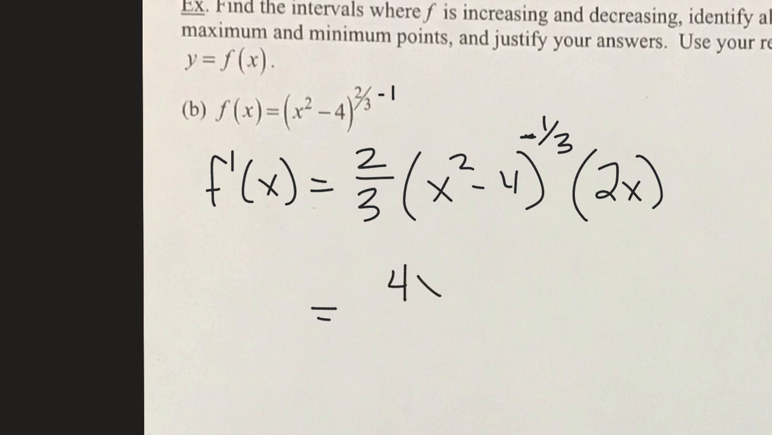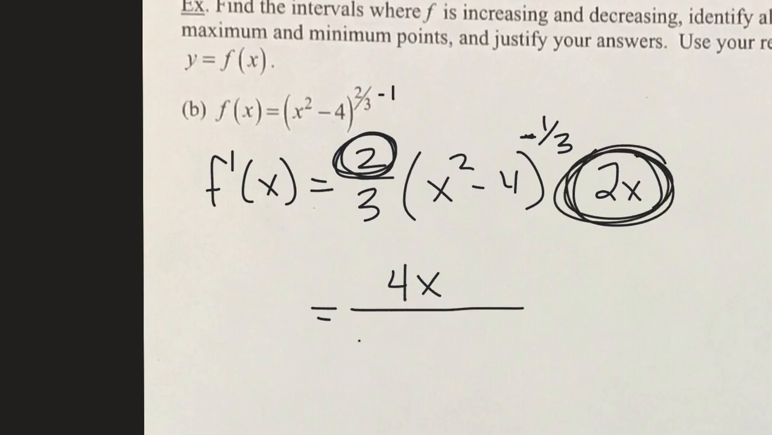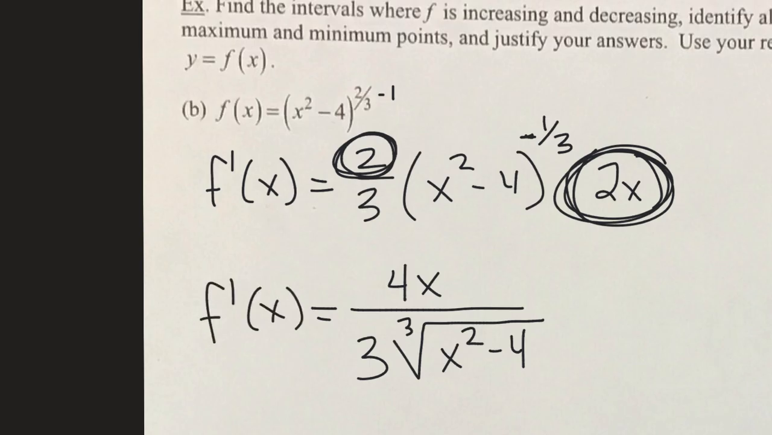So this is 4x in your numerator. I got that by doing my 2 times my 2x, that's 4x, all divided by 3 times the 3rd root of x squared minus 4. Our negative 1/3 power brings our whole parenthetical thing to our denominator, and the 1/3 power is also known as the third root. If this were a free response question, you would get 1 point for doing the calculus correct, which basically stops here, but we're going to simplify it.